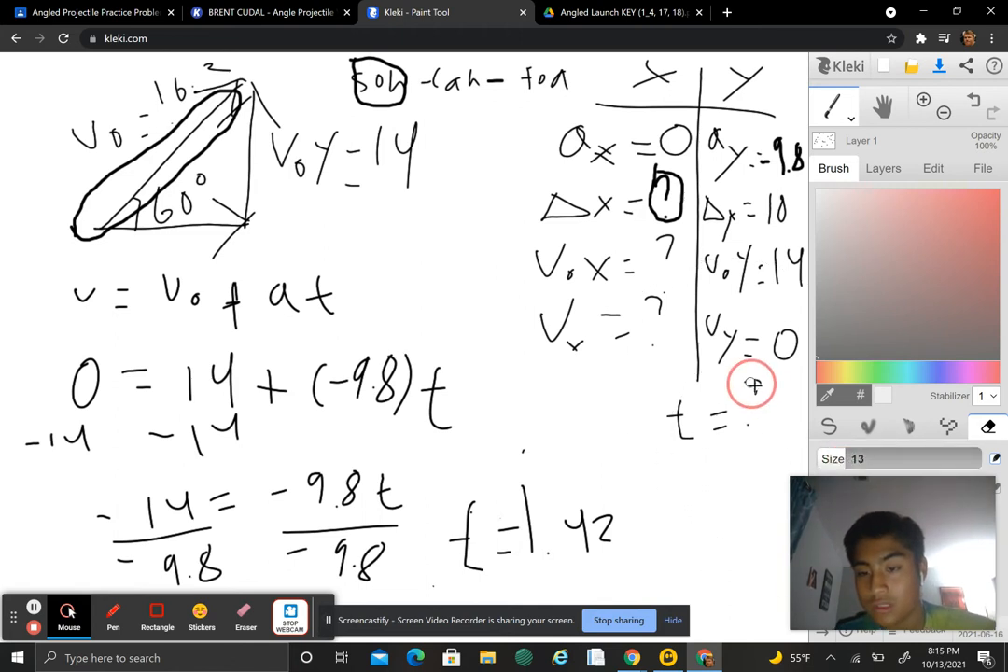Just gonna shorten this eraser a bit. Okay, now that's too small. There we go, much better.